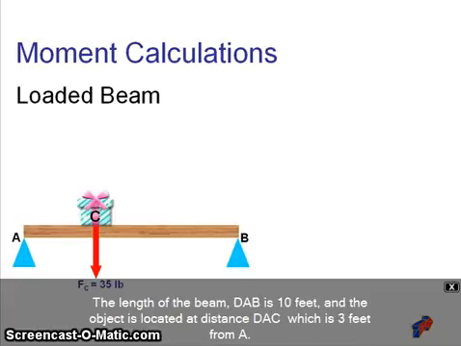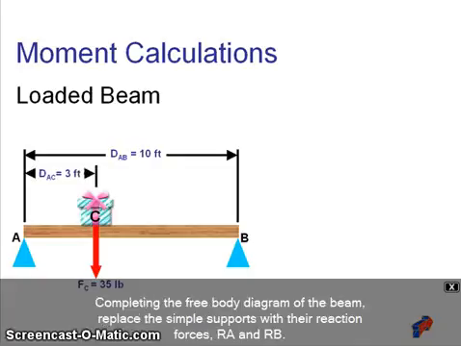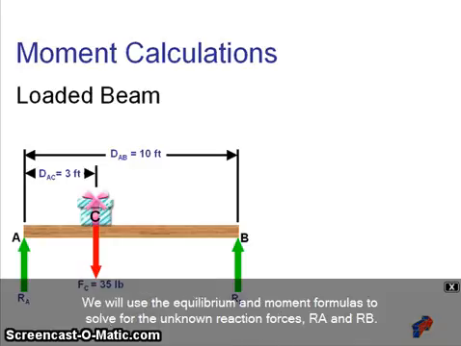The length of the beam, DAB, is 10 feet, and the object is located at distance DAC, which is 3 feet from A. Completing the free body diagram of the beam, replace the simple supports with the reaction forces Ra and Rb. We will use the equilibrium and moment formulas to solve for the unknown reaction forces Ra and Rb.